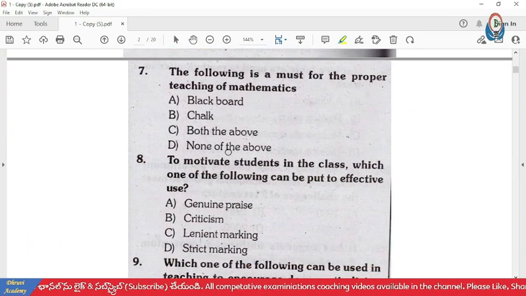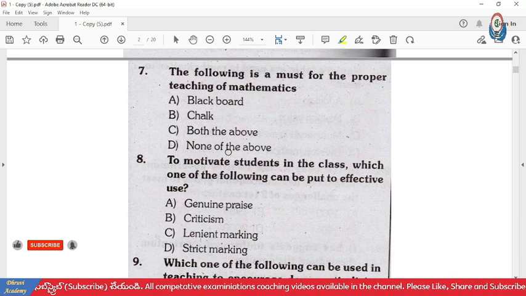The following is a must for the proper teaching of mathematics. Is it A, blackboard; B, chalk; C, both the above; or D, none of the above? Which is a must for proper teaching of mathematics?